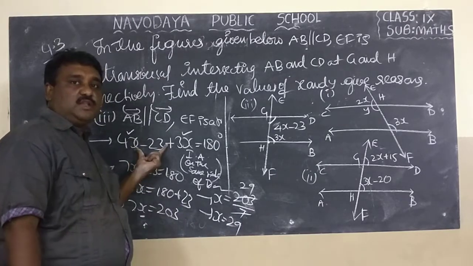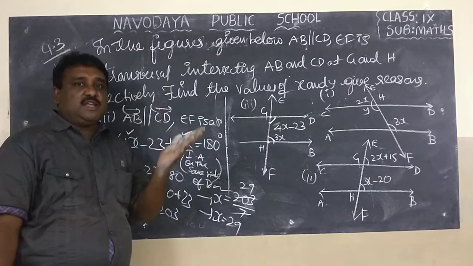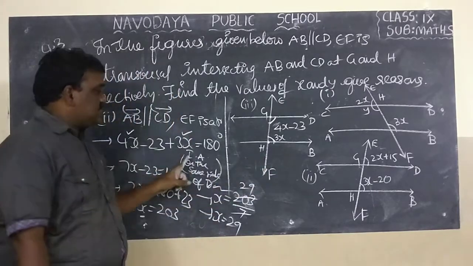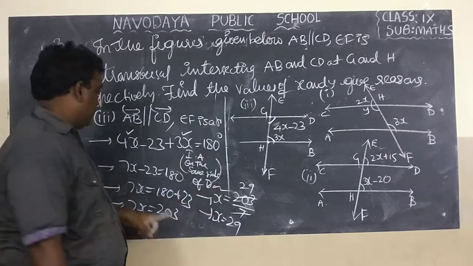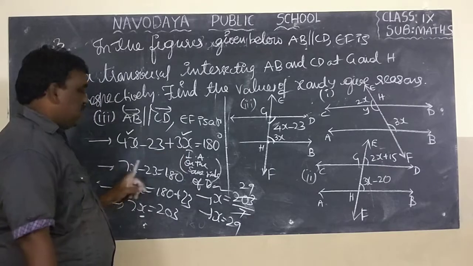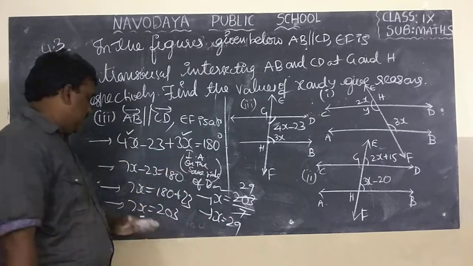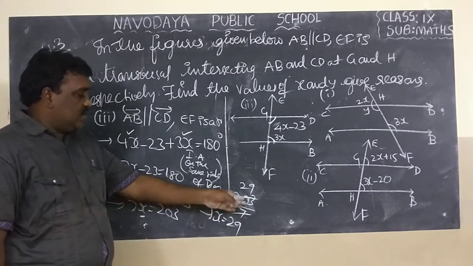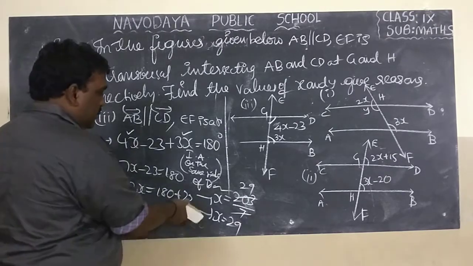See again, the diagram. 4x minus 23 is an interior angle. 3x is an interior angle. They lie on the same side of the transversal. Their sum is 180. What is the reason? Interior angles on the same side of the transversal are supplementary. Add: 7x minus 23 equal to 180. Minus 23 becomes plus 23. 7x equal to 203. Cancellation. x equal to 203 by 7. Cancellation. x equal to 29. Okay? So x value 29.